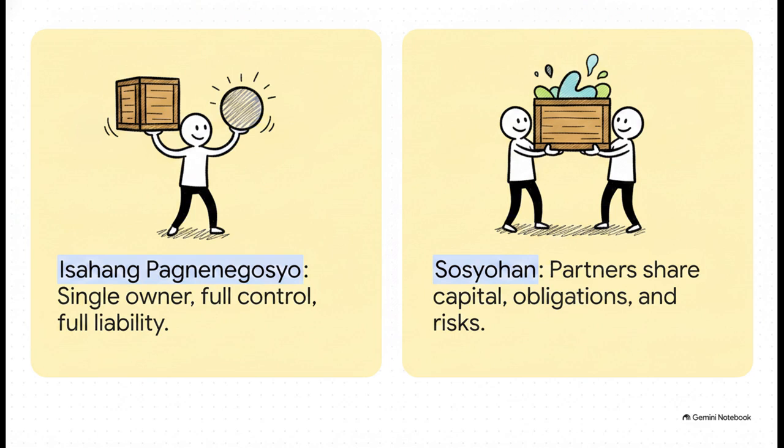Isa means one, so isahang pagnegosyo is a sole proprietorship, a single owner with full, complete control, but also full personal liability. On the flip side, sosyohan comes from the word socio, meaning partner. This is a partnership where 2 or more individuals combine their capital and share all the legal obligations and risks.